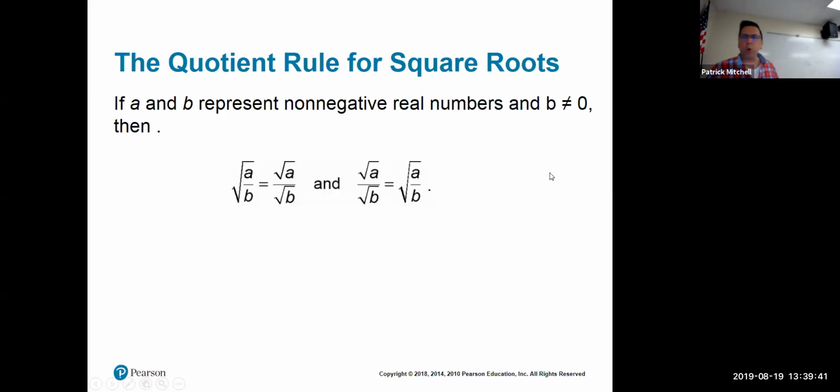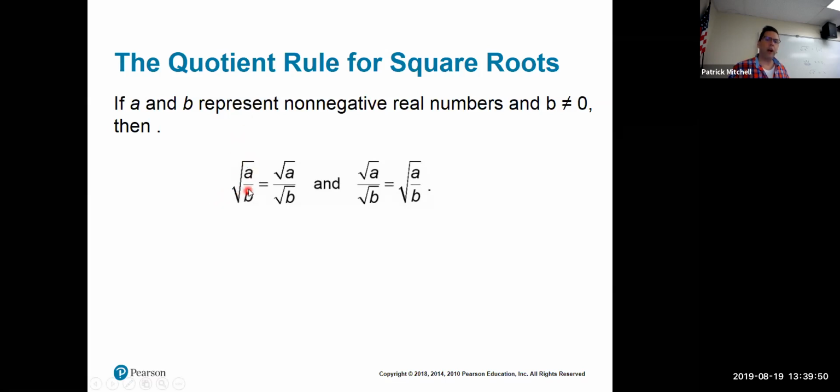Okay, then we have the quotient rule for square roots, which works kind of like the product rule. I'm going to say this a slightly different way now. This is saying that the square root of a quotient is equal to the quotient of the square roots. The quotient of the square roots is equal to the square root of the quotient. These are very special properties.